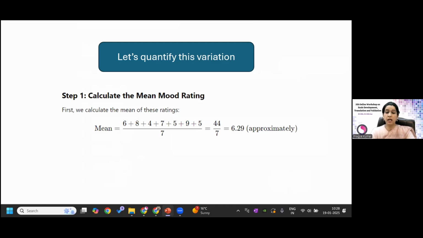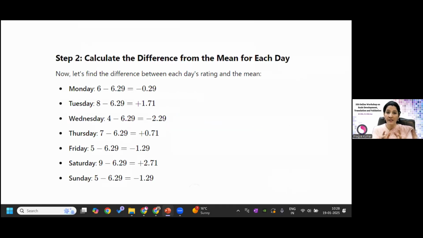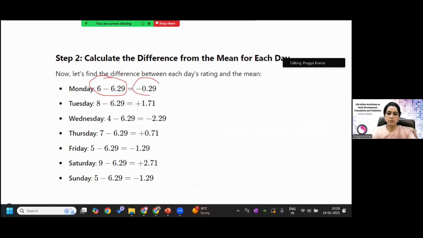So how do you calculate variance? Basically, you see how much is the distance from the mean. If the mean is 6.29, what is the difference of my mood from the mean level each day? I will just subtract this mean from each day. So Monday it was 6, so the difference is minus 0.29. On Tuesday it is 8 minus 6.29, so it will be plus 1.71. Similarly, you can see I have got these differences from the mean for each day.